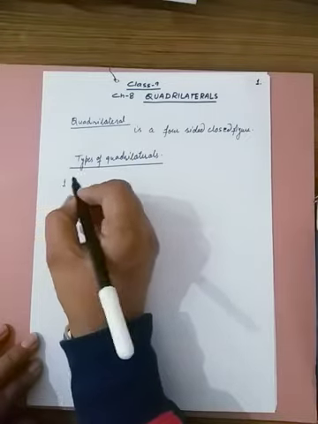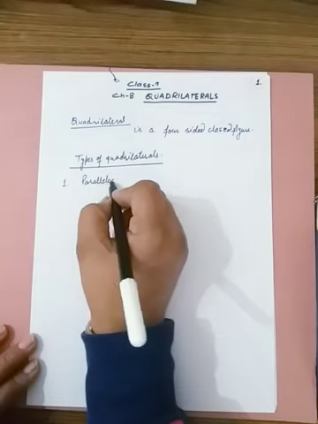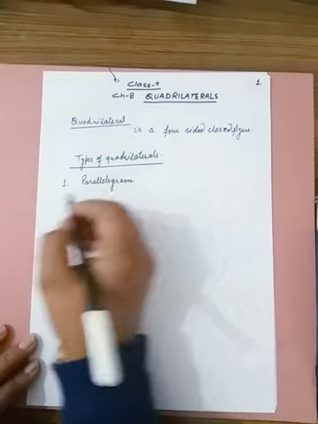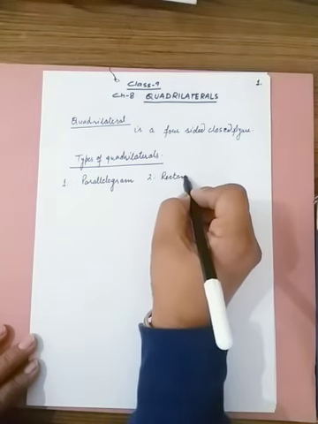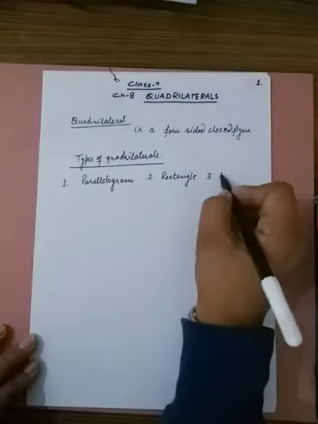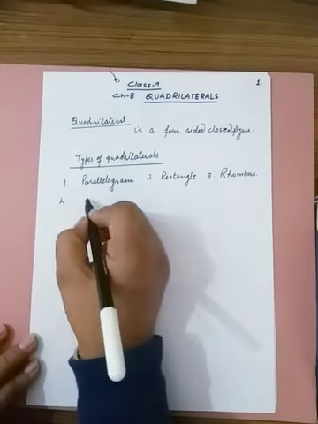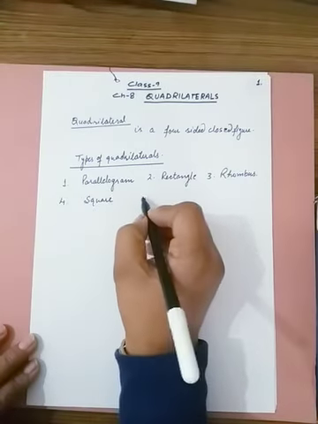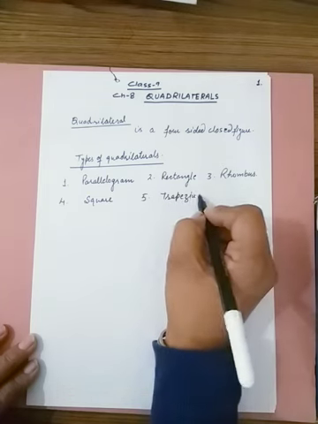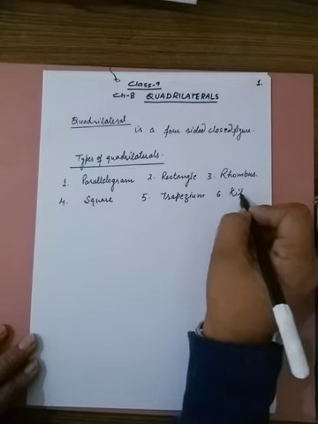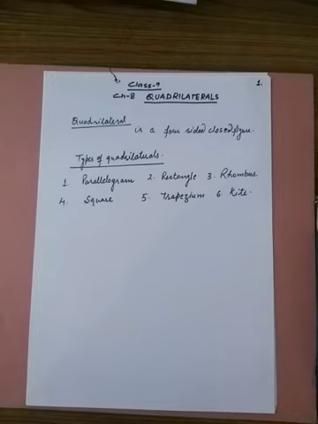The first one is parallelogram. Second, rectangle. Third is rhombus. Number 4 is square. And number 5 is trapezium. And number 6 is kite. You have already listened to these names in your previous classes.